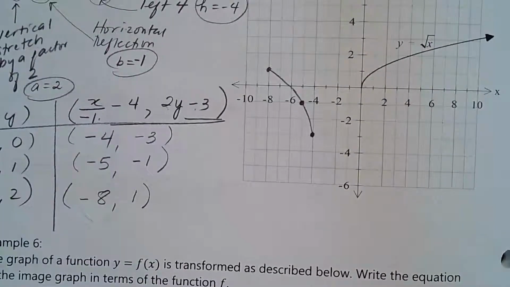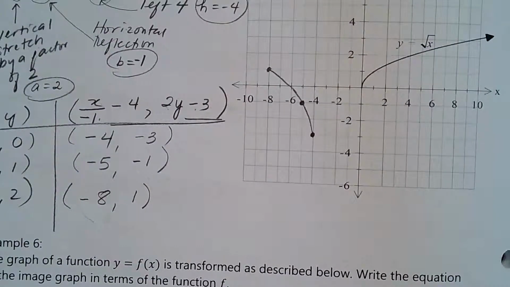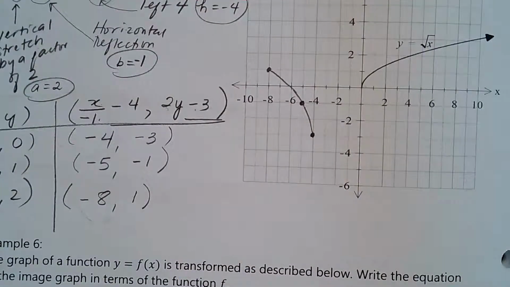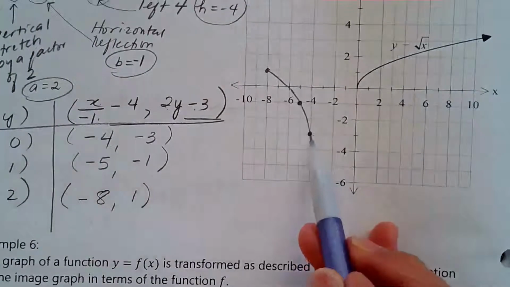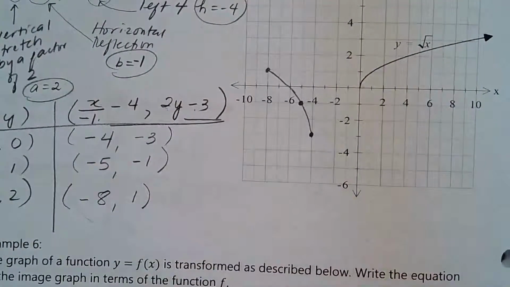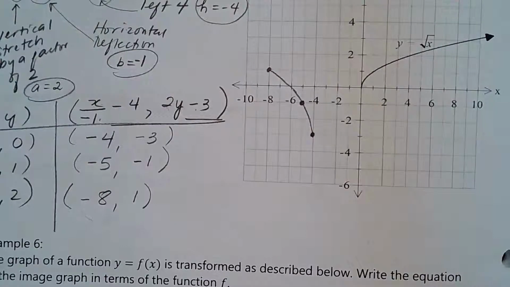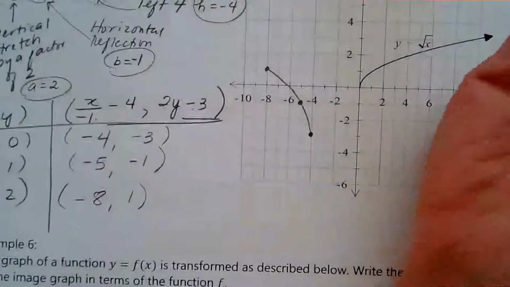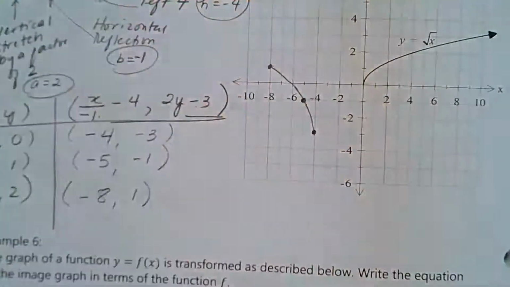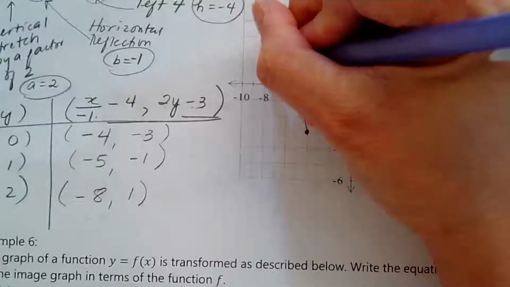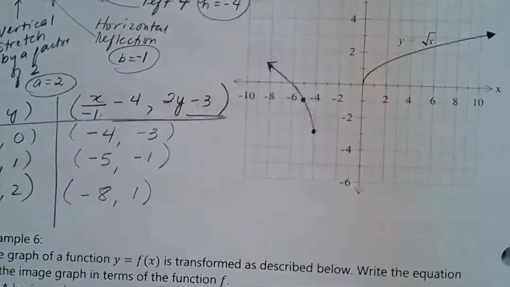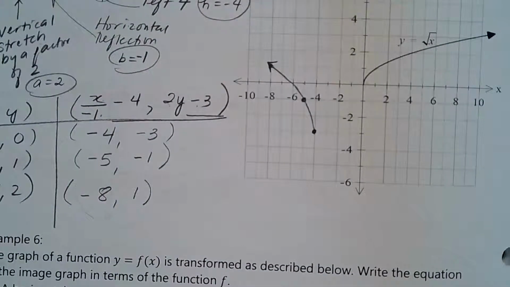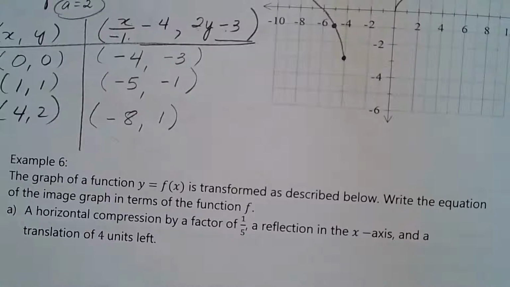Did you get something like that? Negative 4, negative 3, negative 5, negative 1, negative 8, 1. Now the graph kind of looks like that. Where does the arrow go? Is it at the bottom or the top? It's a horizontal reflection. So this is what reflected there. Yeah, very good. Awesome. Any questions?